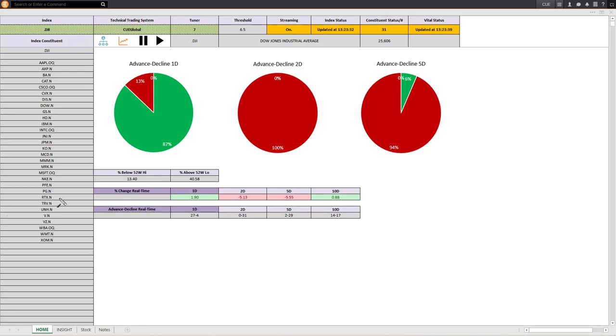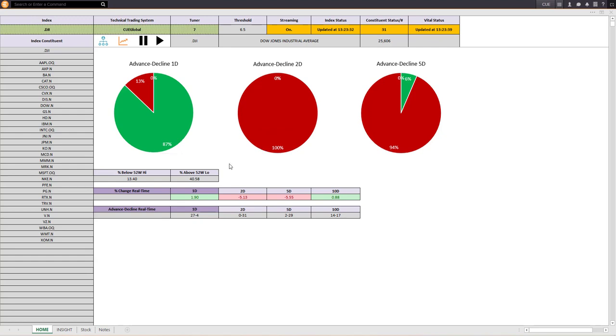First, let us look at the summary graph of Dow Jones Industrial Average. On Friday, Dow was very bullish. 87% of the stocks were up. However, in spite of that strong up move on Friday, over 2-day period, all the Dow components are down. 100% of the Dow components are down. And over 5-day, 94% of the Dow components are down. At the outset, that is not giving us a lot of confidence to buy Dow stocks because though on Friday they went up, over 2-day period, all of them are down.